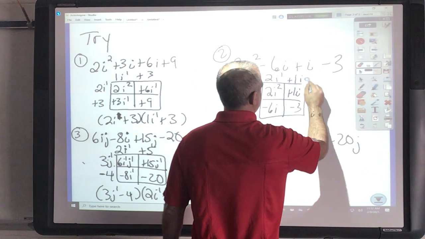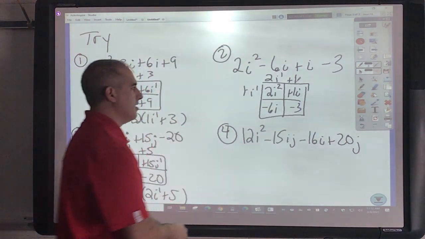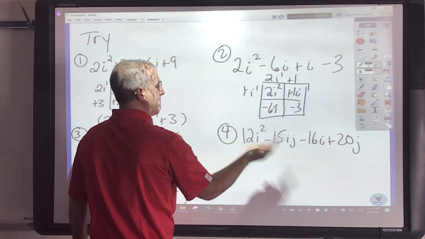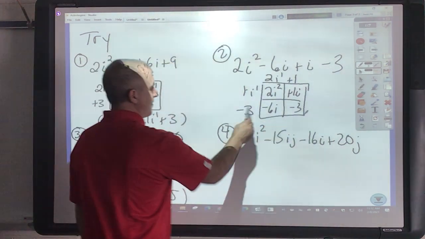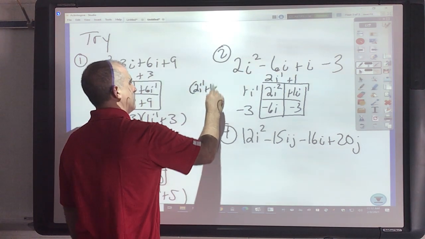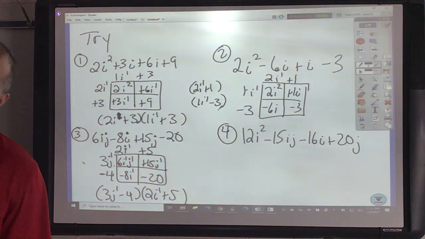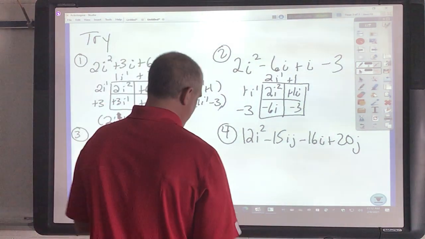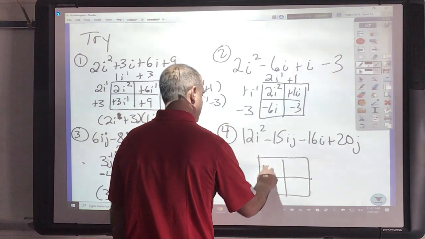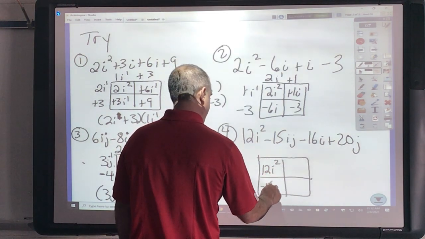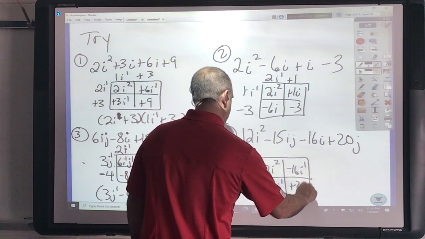Okay, and how do I check my variables? Okay, you always check your variables vertically. This has an i, this doesn't, that shouldn't be a 1, okay? 2 times what would give me negative 6? That's gotta be negative 3, okay? Once again, I can check my, that doesn't have an i, that doesn't. So 2i to the first plus 1 times 1i to the first minus 3. So you can use your arithmetic skills if you prefer, and check your variables at the end, okay? I mean, you can start with your variables too, it doesn't really matter. i squared minus 15i to the first j to the first minus 16i to the first 20j.